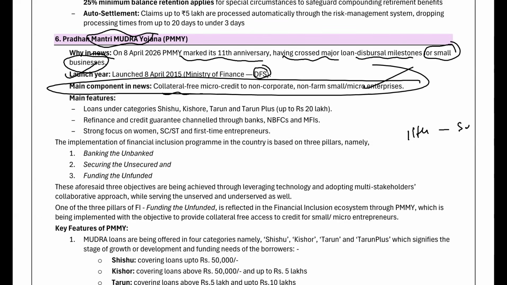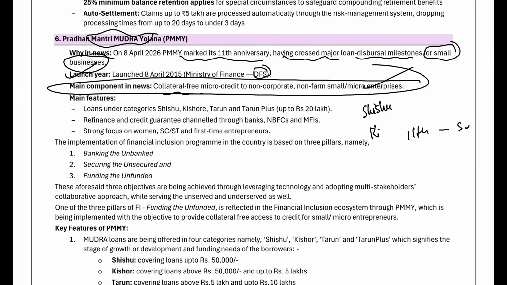That 4 categories में first category is शिशु, ठीक है? Second category is किशोर. Is it clear? Third category is Tarun. Please note it down. And fourth is Tarun Plus. That you have to understand. ठीक है? Tarun Plus में what it is? It is maximum up to rupees 20 lakh. ठीक है? Is it clear?